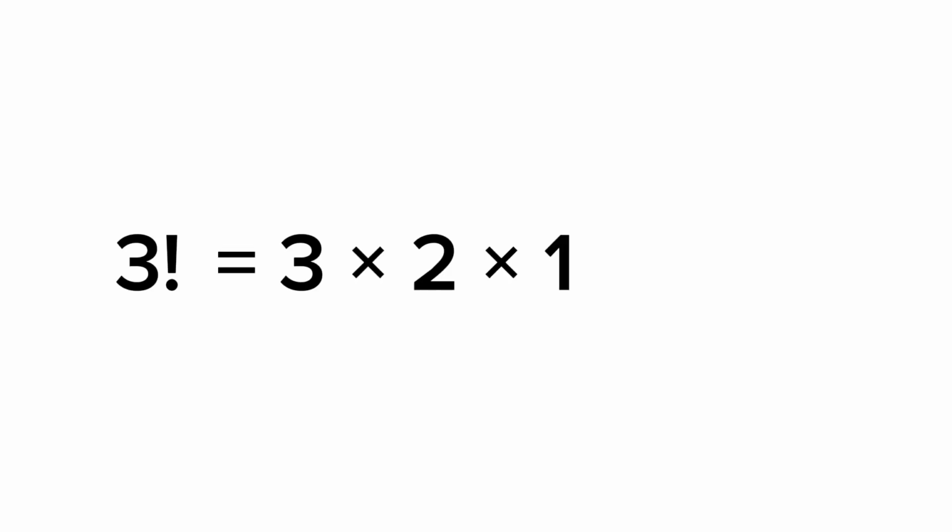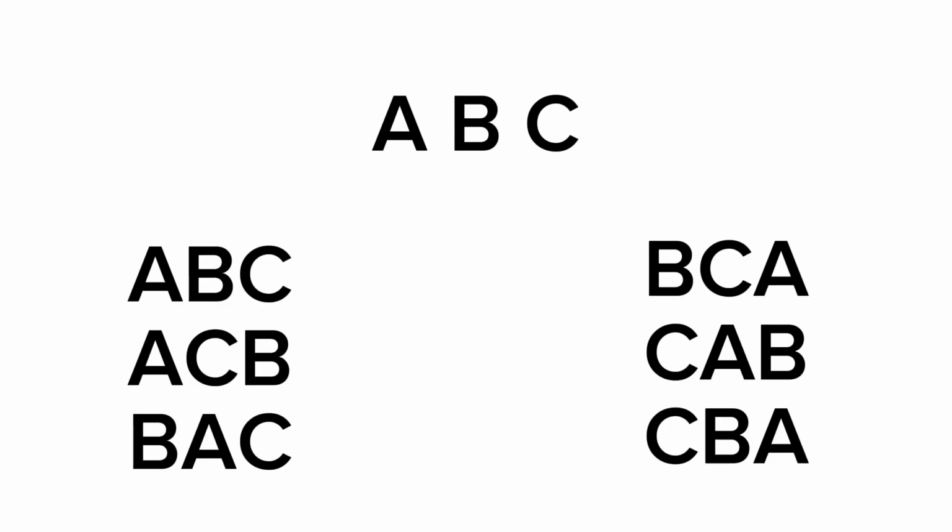3 factorial is 3 times 2 times 1, which is 6. So with these 3 letters, you can arrange them in 6 different ways: ABC, ACB, BAC, BCA, CAB, and CBA.